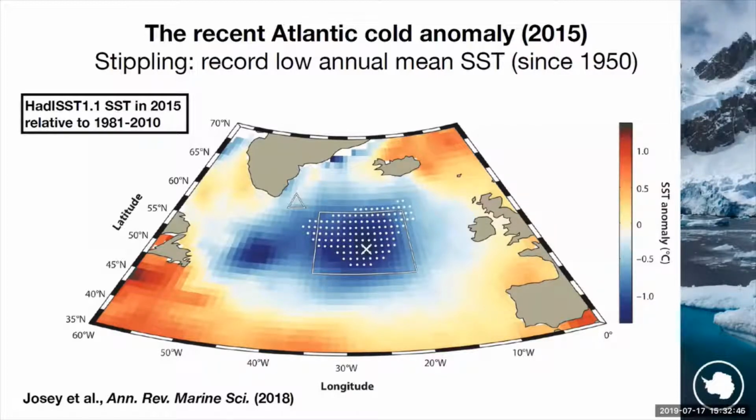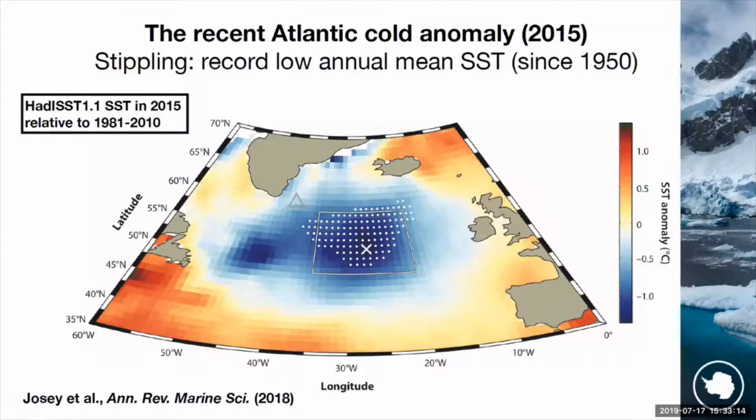So here's a figure from Simon's review paper where he talked about this anomaly in the white box area there. The stippling indicates regions which are record low annual mean sea surface temperature spots since 1950. This is in the year 2015 from HadISST. So you can see this really cold sea surface temperature anomaly sitting there.